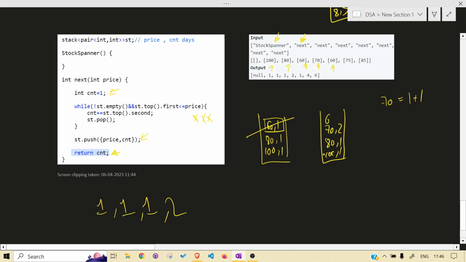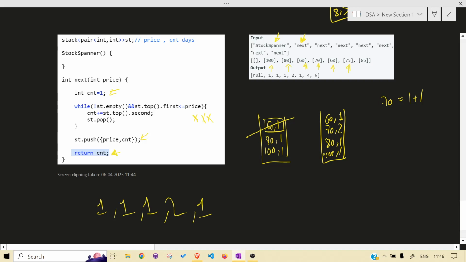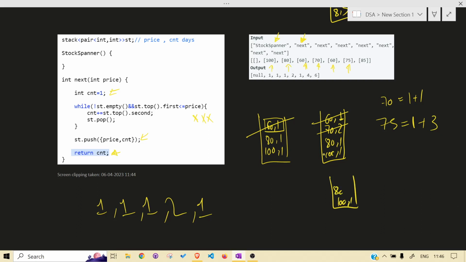60 again, nothing will happen, decreasing order. So 1 will be returned. 75, now we have to accommodate 75. We just pop these two. 75 has 1 for itself plus 3. So what we have over here is 75 comma 4, so we return 4.